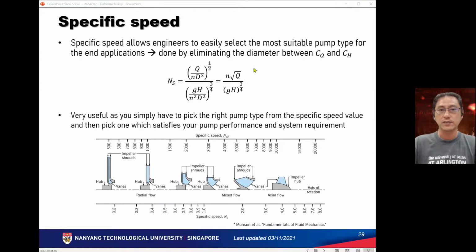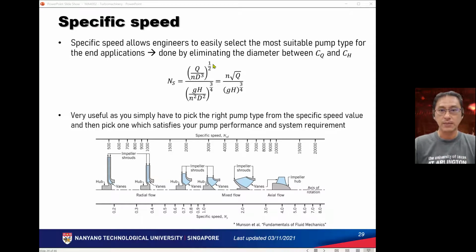Let's move away from dimensionless pump performance and move on to specific speed of pumps. This particular parameter allows engineers to easily select the most suitable pump type for their end applications. Let's say you do not have a preference whether to use a radial type pump, axial type pump, or mixed type pump. You just want a pump that can get the job done. In that case, we can make use of this parameter known as specific speed to help us choose the pump.